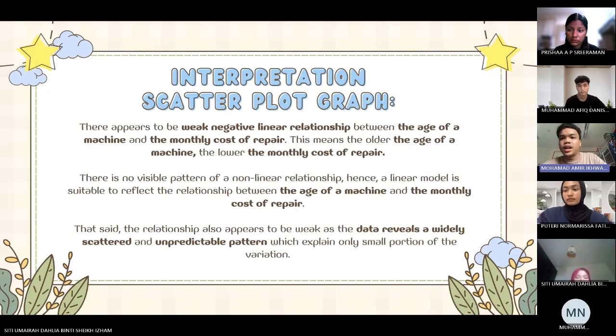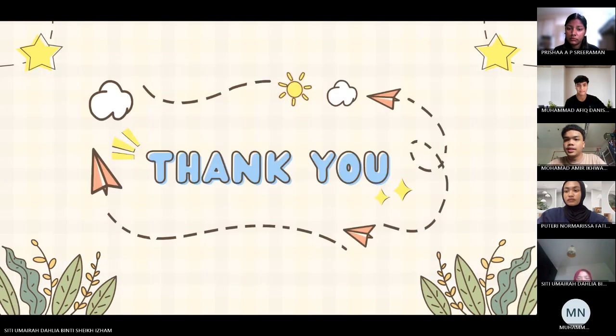There appears to be a weak negative linear relationship between the age of machine and the monthly cost of repair. This means the older the machine, the lower the monthly cost of repair. There is no visible pattern of nonlinear relationship. Hence, a linear model is suitable to reflect the relationship between the age of a machine and the monthly cost of repair. The relationship also appears to be weak as the data reveals a widely scattered and unpredictable pattern, which explains only a small portion of the variation. Okay, next. So that's all from us right now.